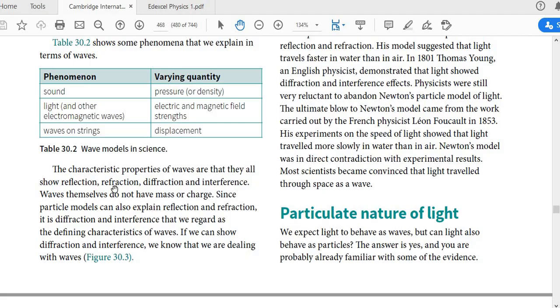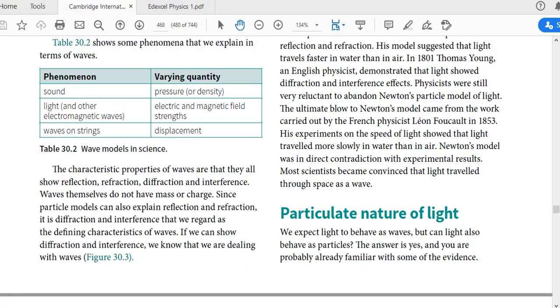You already learned that all waves show reflection, refraction, diffraction and interference. Waves themselves do not have a mass or charge. Since particle models can also explain reflection and refraction, it is diffraction and interference that we regard as the defining characteristics of waves. So this is important. If we can show diffraction and interference, we know that we are dealing with waves.